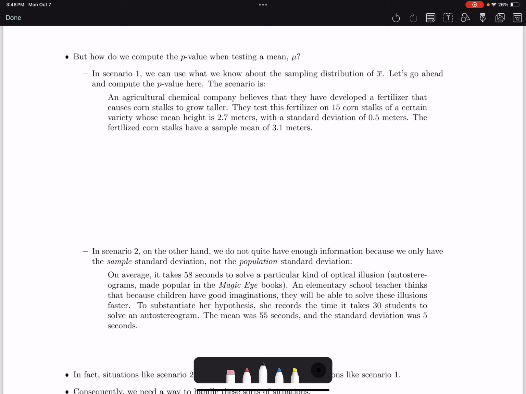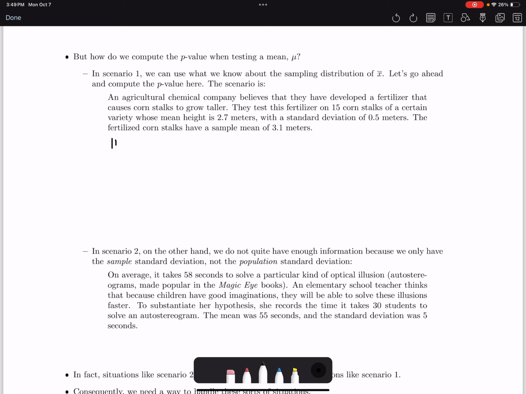And again, as a reminder, the scenario is an agricultural company has a fertilizer. They think it grows corn stalks taller. They test it on 15 corn stalks that, without the fertilizer, have a mean height of 2.7 meters. And then with the fertilizer, they have a mean of 3.1 meters. So let's compute the probability of this happening by random chance if we assume that the null hypothesis is true.